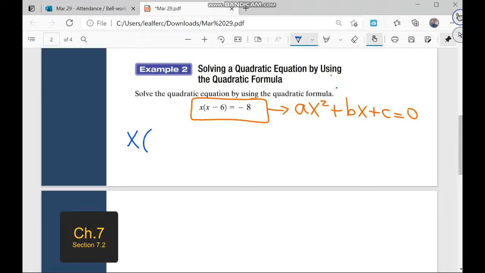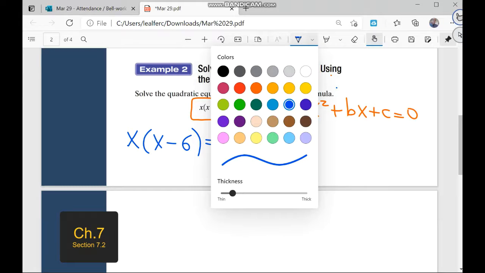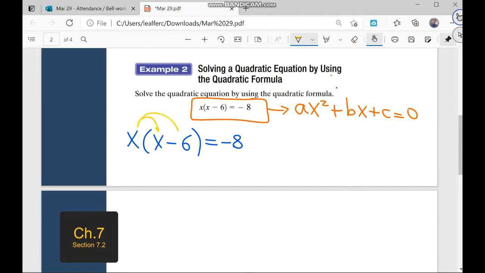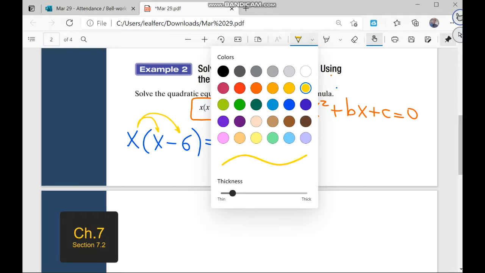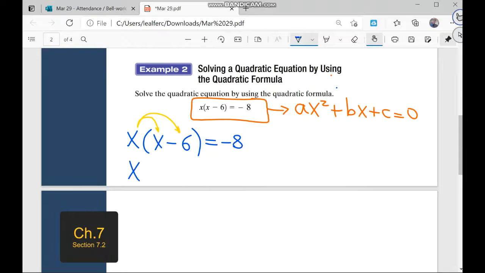And first, we can apply the distributive property because you have x and you have parentheses, right? x times parentheses x minus 6. So apply the distributive property here. And we're going to have x times x, which is x squared, x times negative 6, equals negative 8.